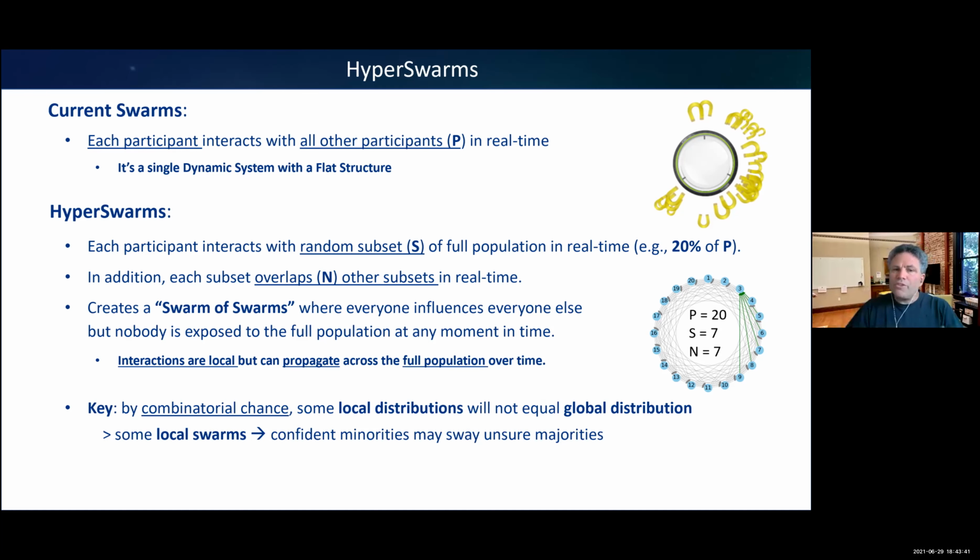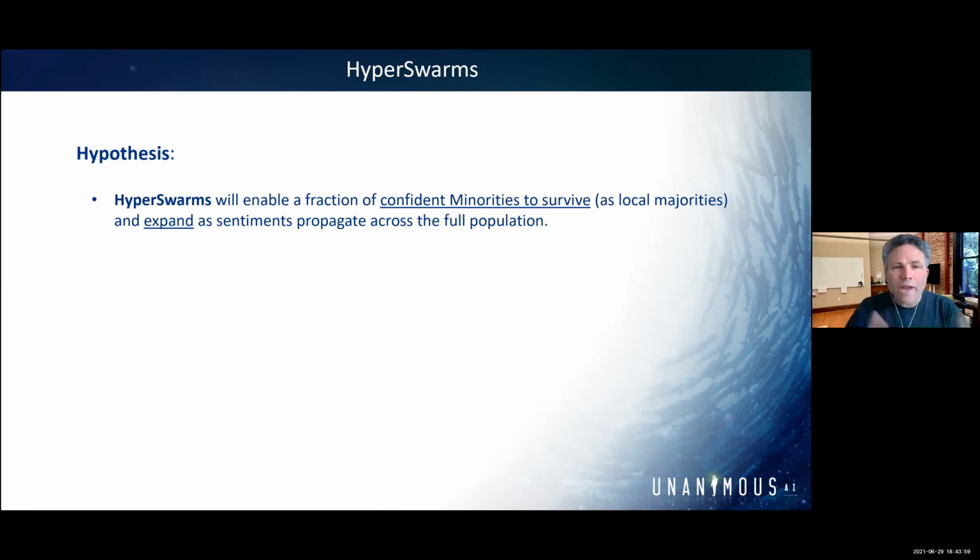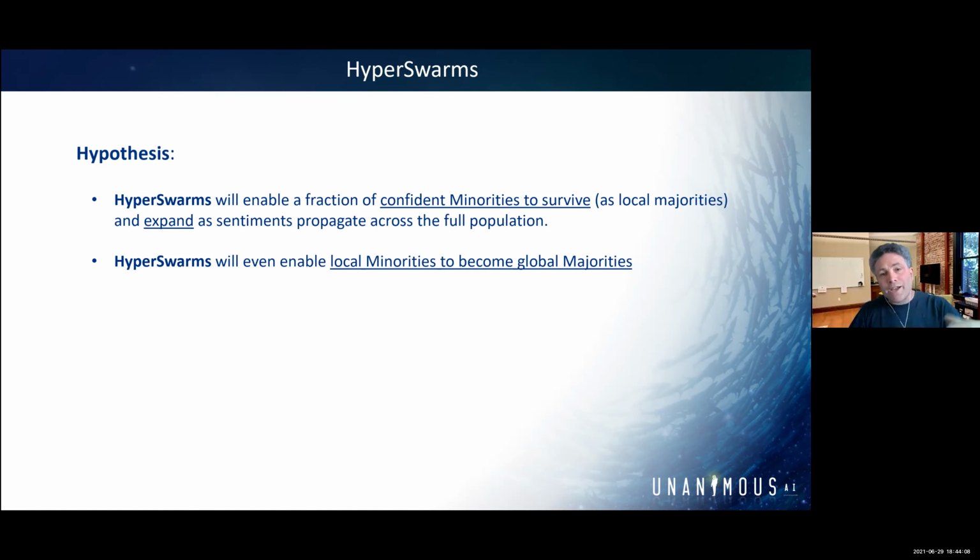And so because of this, in some of these local swarms, confident minorities will be able to sway unsure majorities if they have higher confidence. And over time, that minority opinion can propagate across the population. So basically the hypothesis is that this hyperswarm structure will enable some portion of the confident minorities to survive as a local majority and expand its sentiment across the population. And in fact, in some cases, it will enable these local minorities to actually become the global majority.